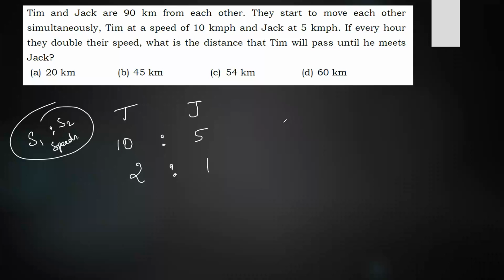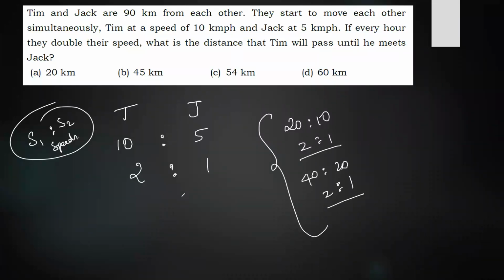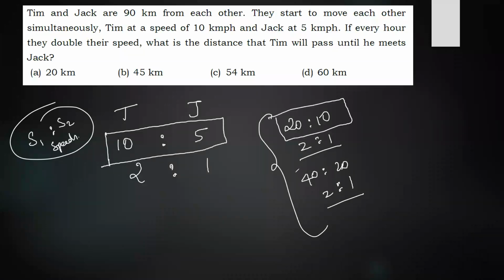So Tim and Jack, initially 10, 5. What is the ratio of speeds? 2:1, right? If I double my speed, what will be the ratio? 20, 10. What is the ratio there? Again 2:1. Again double my speed, we get 40, 20, right? Again the ratio remains the same. Is it clear? So in a single step we can complete this question.